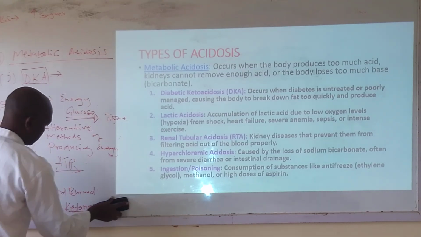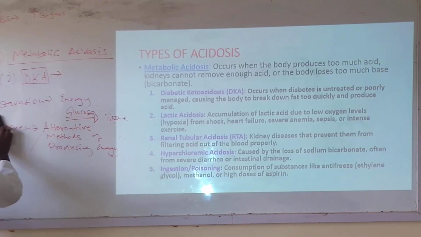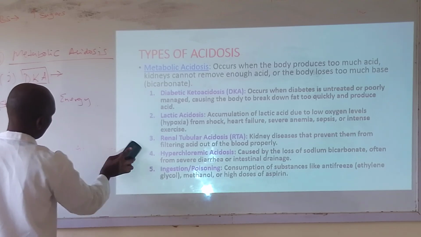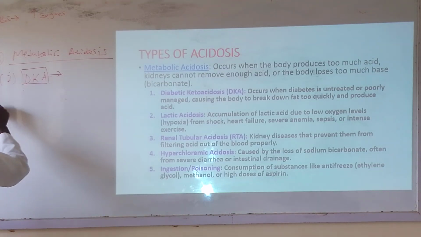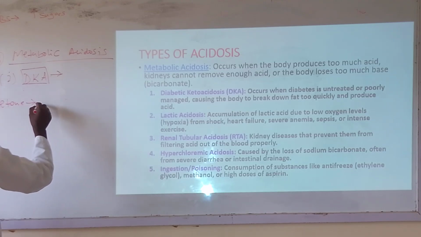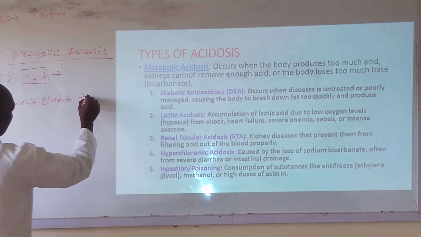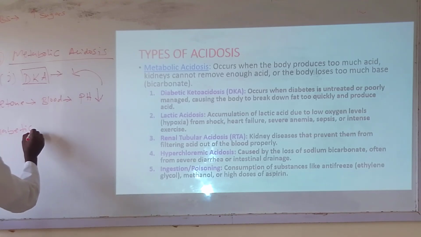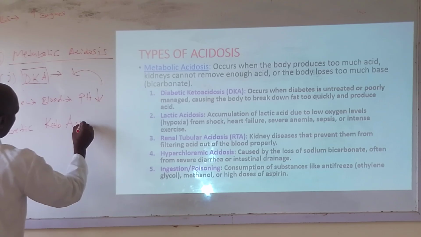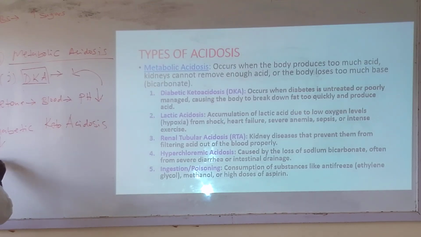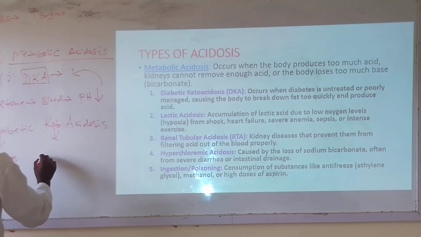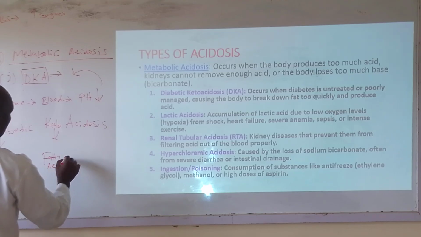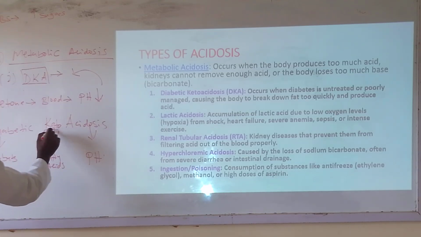These ketones accumulate in the body and change the pH of the circulation. The ketones from metabolism of fats will get in the blood and the pH will go down. That is what happens in diabetic ketoacidosis. Diabetic from diabetes, ketones from fatty acids, and acidosis because of change of pH due to these ketones. So that is the simple pathophysiology of DKA.